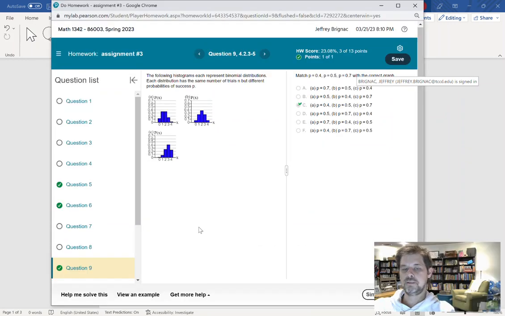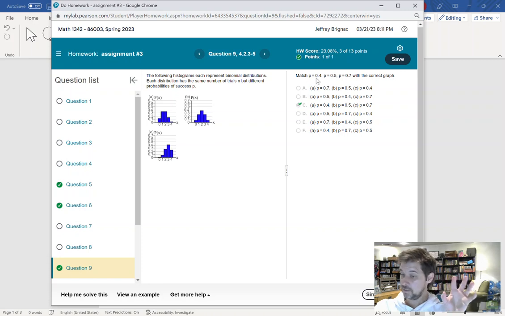At least at this time, as I'm making this video, this is in response to question 9 on my MyMathLab assignment number 3. In the question we're given these graphs and we're asked to match up which graph corresponds to, in a binomial experiment, p being 0.4, which one is related to p being 0.5, and which one is p being 0.7.